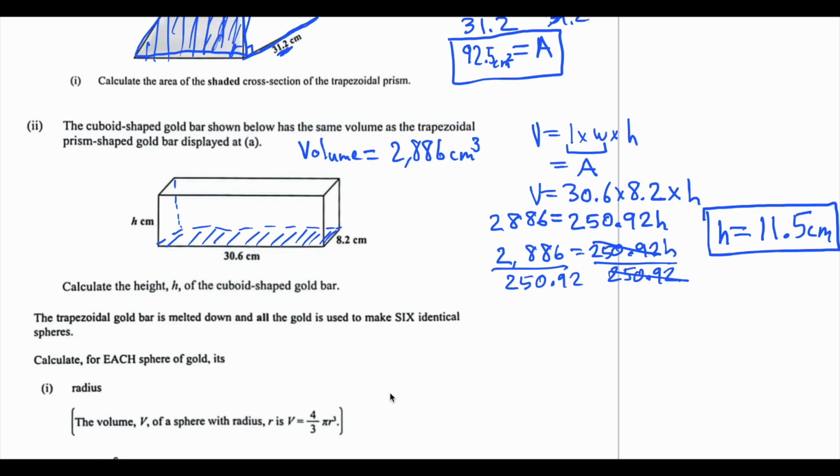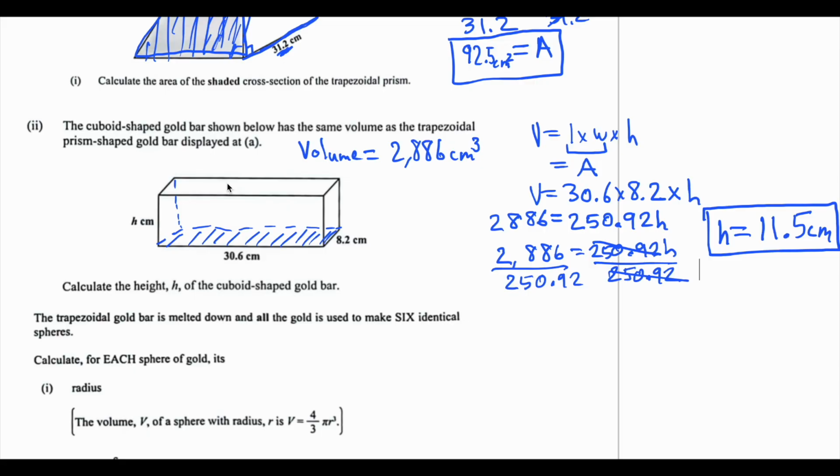It says the trapezoidal gold bar is melted down and all the gold is used to make 6 identical spheres. Now, if I melt this down, it does not change the volume. Let's think of it like this. If you have a bottle of water and the volume in that bottle is 500 milliliters, if you put it in a freezer and it turns to ice, it has changed its state, from liquid to solid. However, its volume remains the same. Does that make sense?